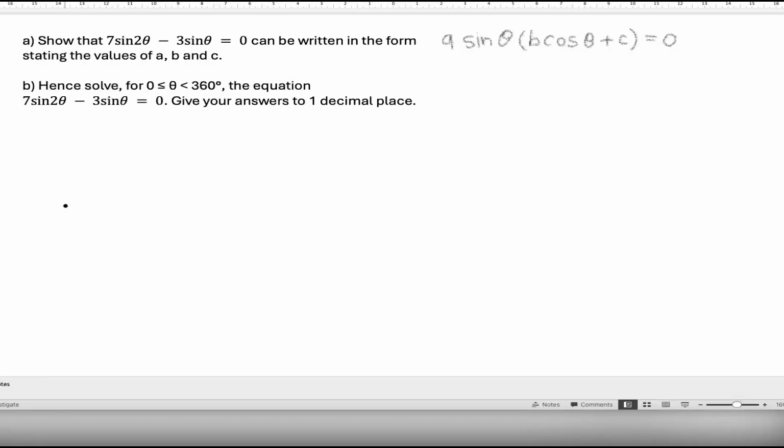Show that 7 sine of 2 theta minus 3 sine of theta is equal to 0 can be written in the form a sine of theta multiplied by b cosine of theta plus c is equal to 0, stating the values of a, b, and c. Okay, so what I'm going to do first is start with question A and do it in pink.